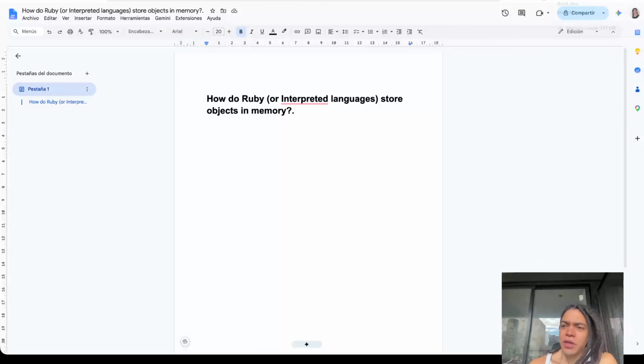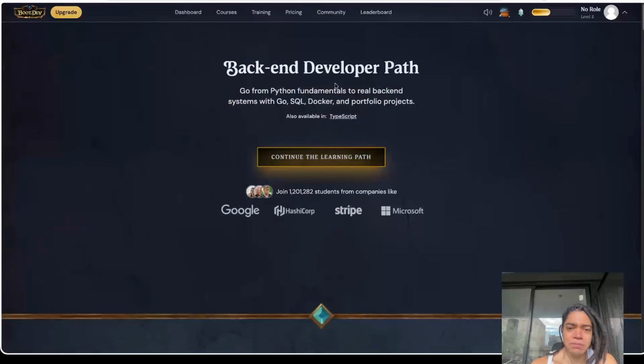And that was interesting because there is this particular course, right, on boot.dev, where they have, for example, the backend developer path, right? Go from Python fundamentals to real backend systems with Go, SQL, Docker, and portfolio projects, right? But what I do want to explore is more about how this memory management works. I can do the SQL things by myself, or by actually reading the standard, right?